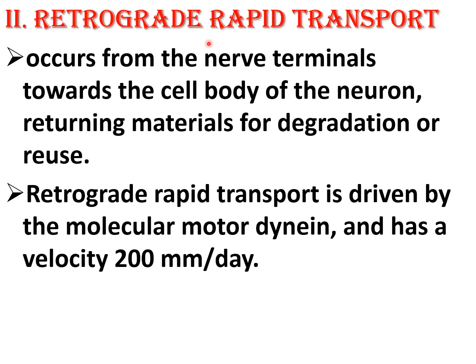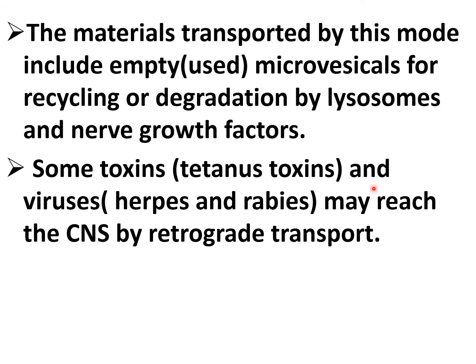Then retrograde rapid transport occurs from the nerve terminals towards the cell body of the neuron, returning the materials for degradation or reuse. And retrograde rapid transport is driven by the molecular motor dynein and has a velocity of about 200 mm per day. Then which materials are transported by this method?